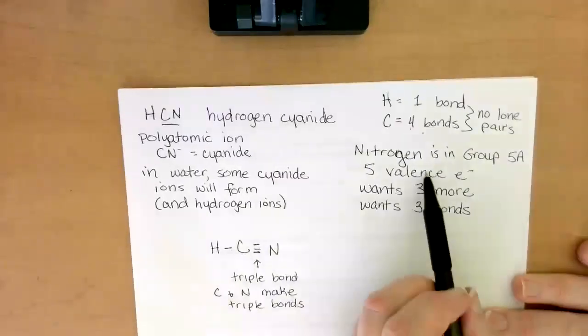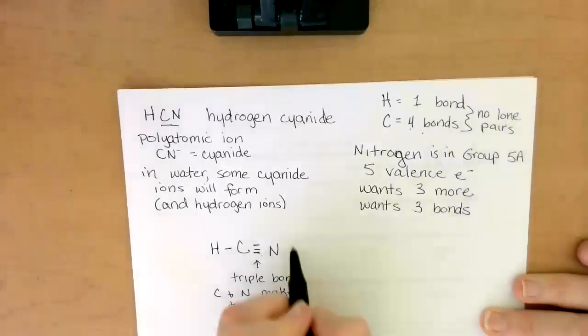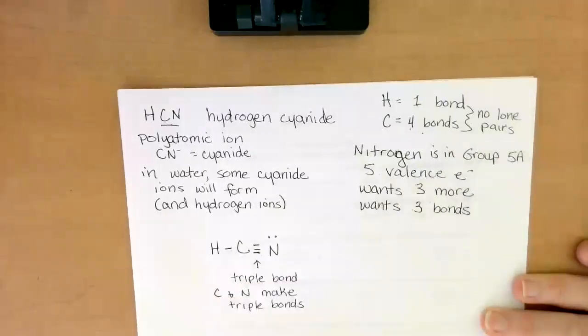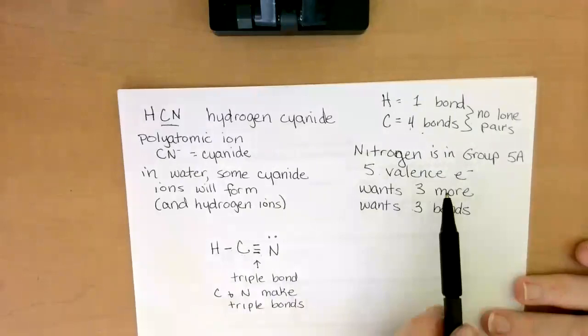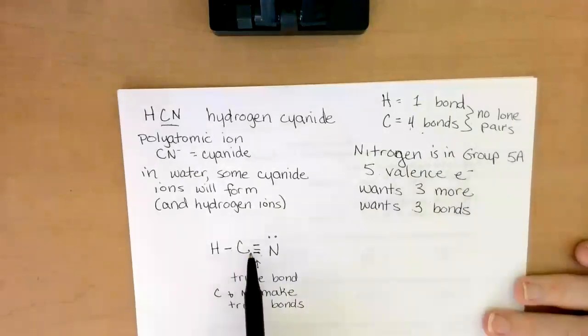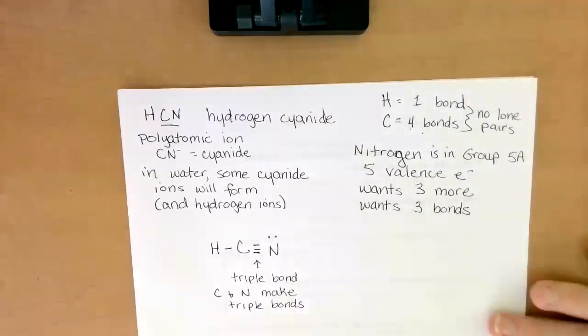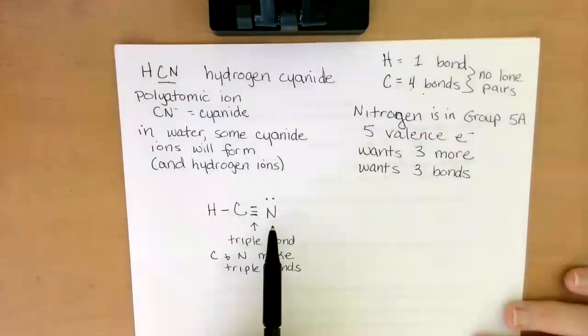Nitrogen, 5 valence electrons, we've only drawn 3. That means I'm going to draw an additional 2 electrons on the nitrogen to account for all 5 of his valence electrons. Carbon won't have any. He already used his 4 valence electrons to make the bond. Hydrogen again, he came with 1 electron. He shared his 1 electron. No extra unpaired electrons. This is the final Lewis structure for hydrogen cyanide.